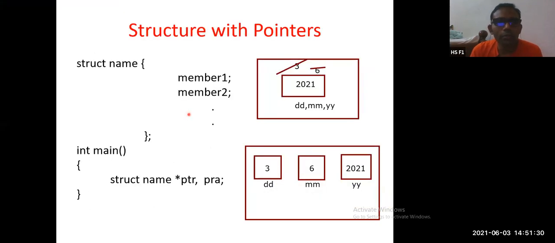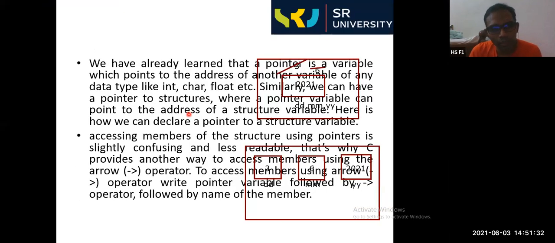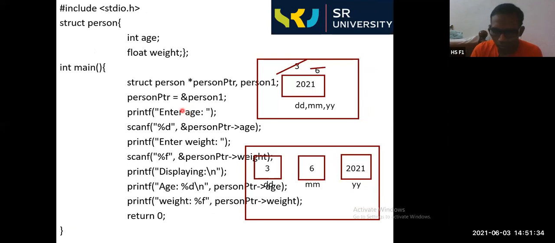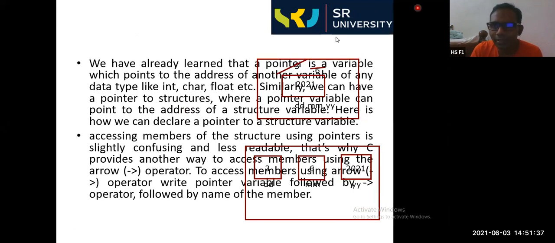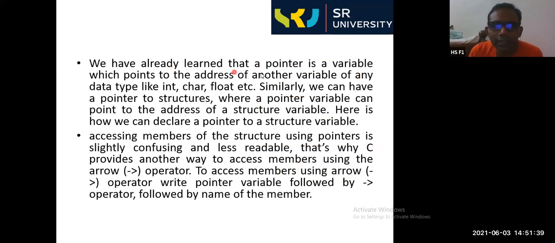So let us go to the slide. Let us see what we have learned so far. We have already learned that a pointer is a variable which points to the address of another variable of a data type like character, float, etc. Similarly, we have pointers to structures, where a pointer variable can point to the address of a structure variable. Here is how we can declare a pointer to a structure variable using the arrow operator.